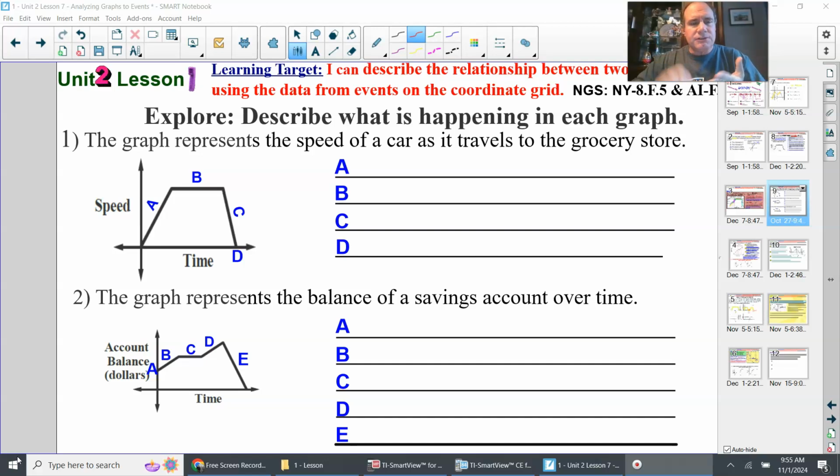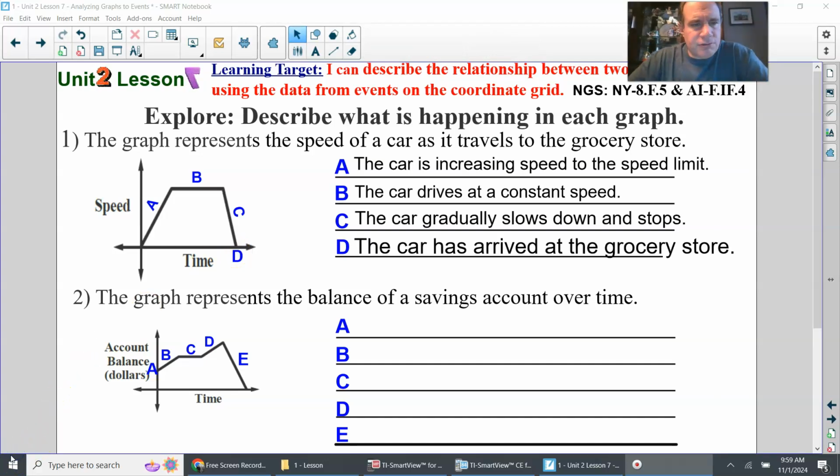Speed. You're speeding up in A to the speed limit maybe. And B, you're maintaining your speed. C, you're decreasing speed down to 0. Maybe that you're home. Okay, there you go. The car is increasing speed.